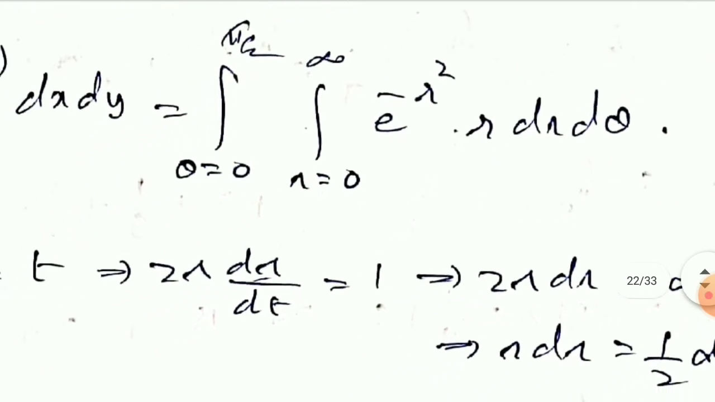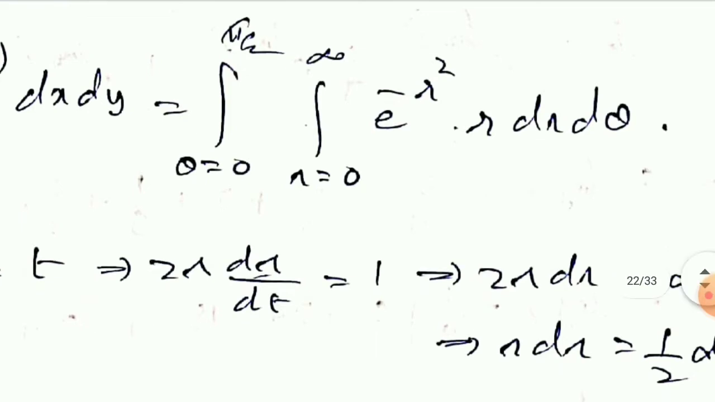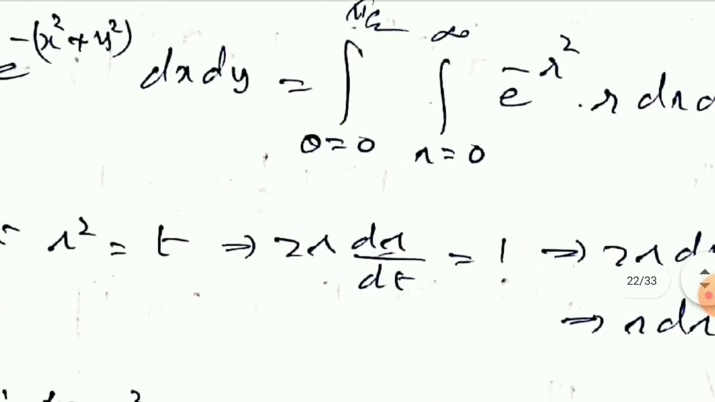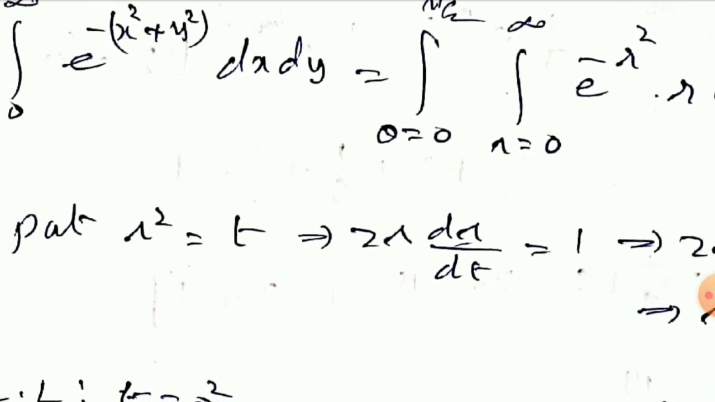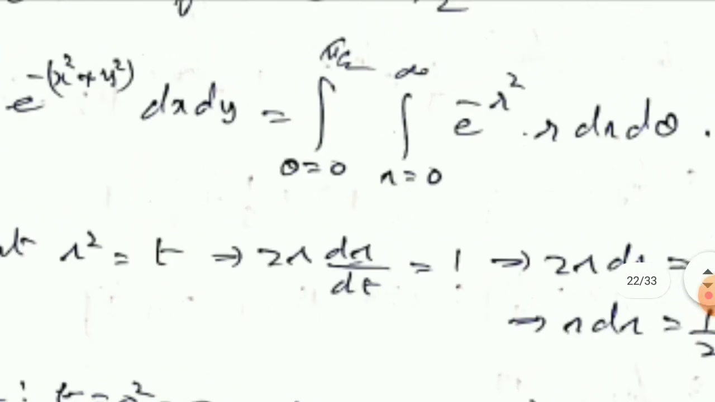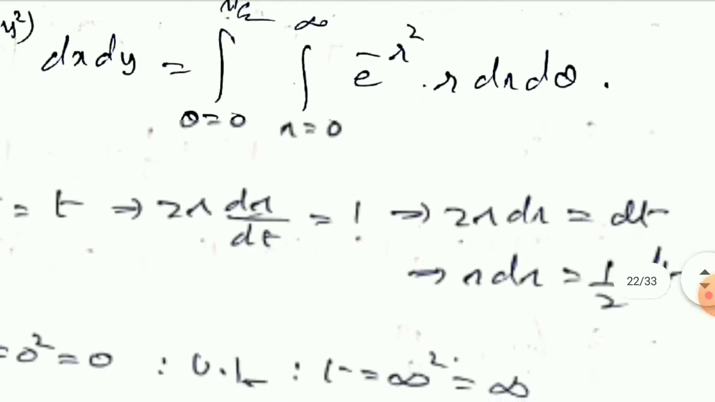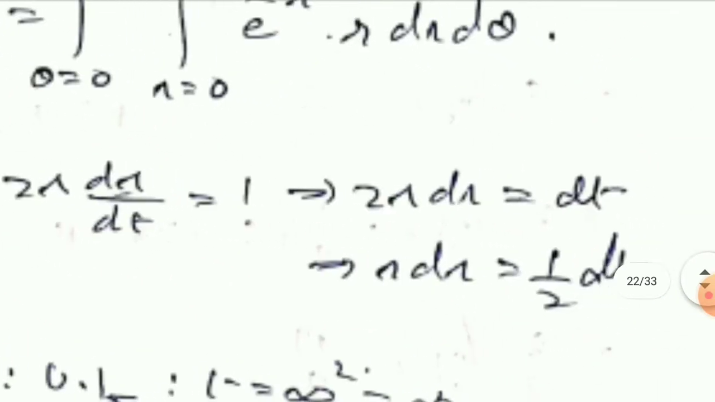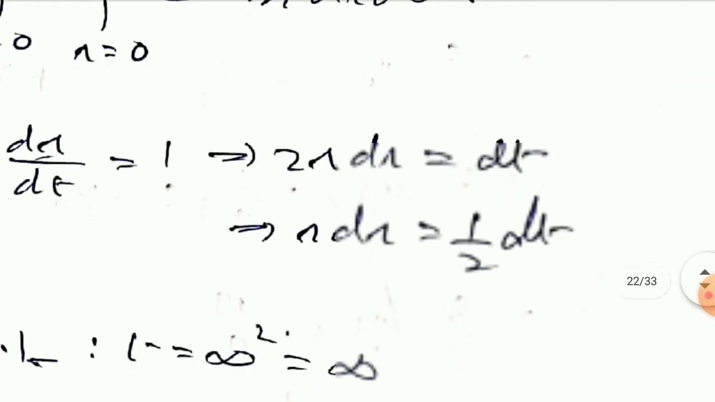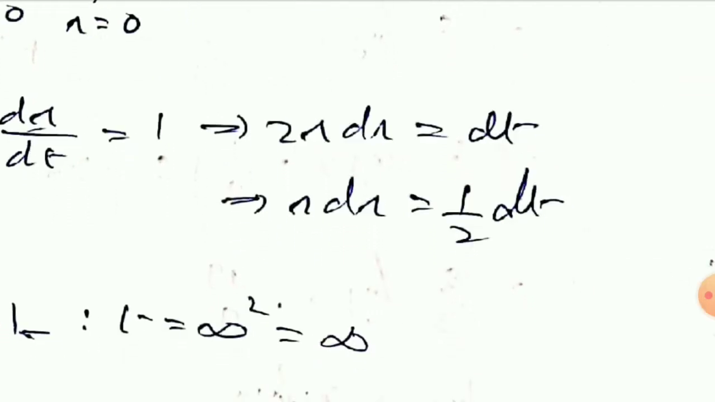Now in order to do this simplification, either you can do r integration or theta integration. First I suppose that r square, which is in the e power, is equal to t. So differentiating, 2r dr by dt is equal to 1, or I can write 2r dr equal to dt, so r dr equal to 1 by 2 dt.